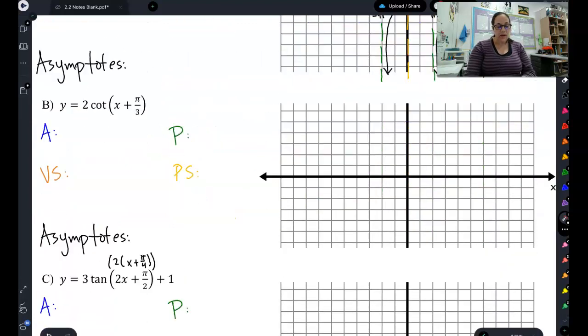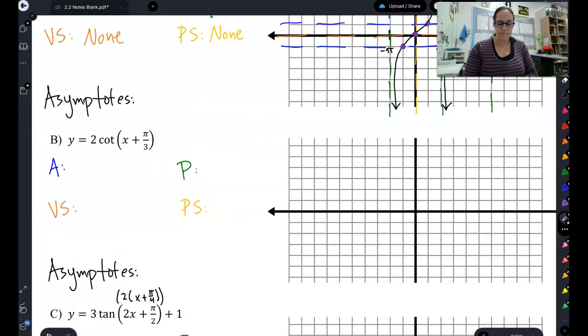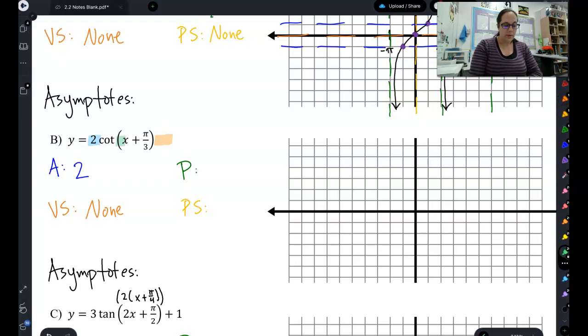So with that in mind, let's try a cotangent one. For this cotangent, amplitude this time is 2. No vertical shift. The frequency in here is 1, and we always do pi over because it's tangent and cotangent. So pi over 1 gives me a period of pi. And our phase shift is left pi thirds.